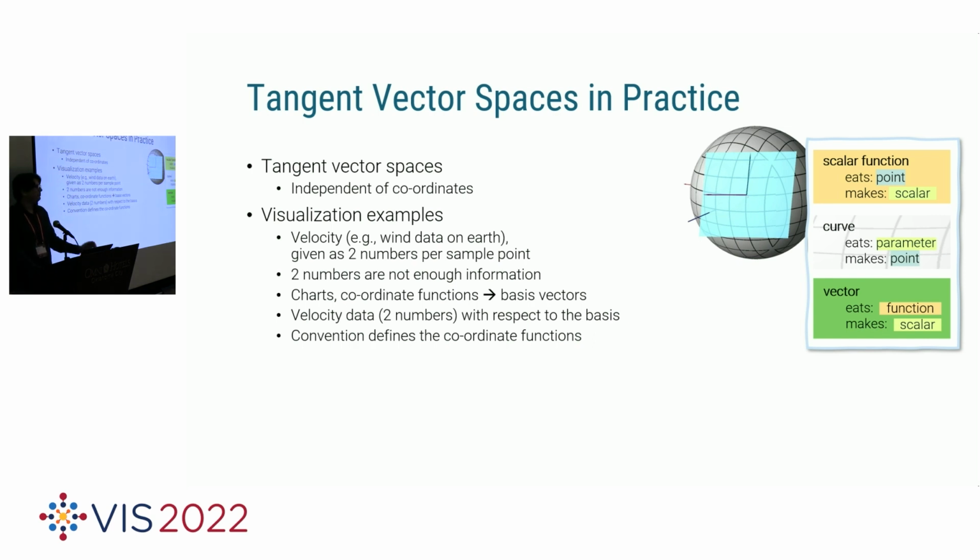And typically this would be for, say, one file format. You would have a convention that tells you for this kind of data sets, we use this kind of charts, and then the rest follows. You can construct the chart-induced basis, and you can refer these two numbers, the vector components, to actual vectors by just summing up the basis vectors times the components.